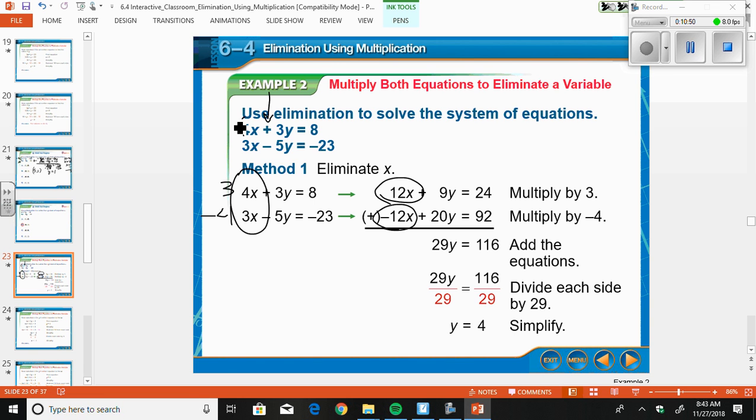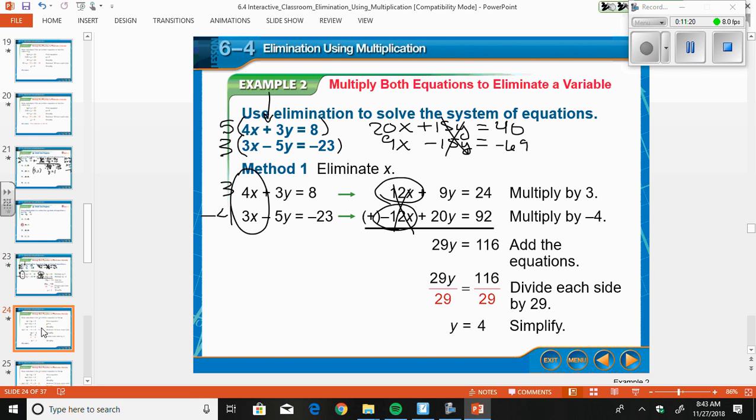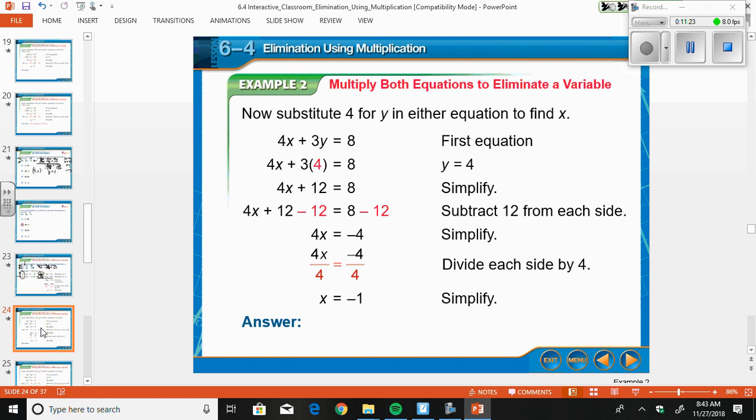I would have actually multiplied this by 5 and this by 3 and gotten 20x plus 15y equals 40, and 9x minus 15y is equal to negative 69. And I would have solved from here because those y's would be canceled out. But notice there, 12x's cancel out. You can do it either way. You're going to come up with the same answer. This is all up to you and how you want to do it.